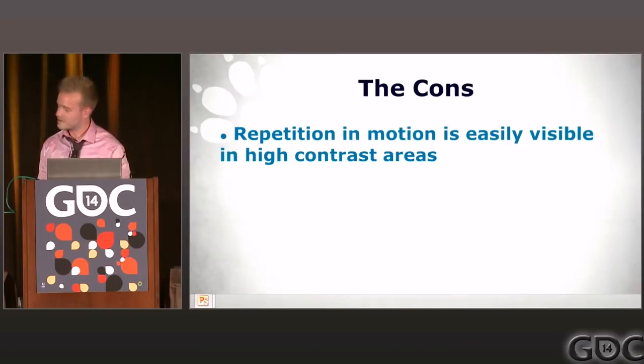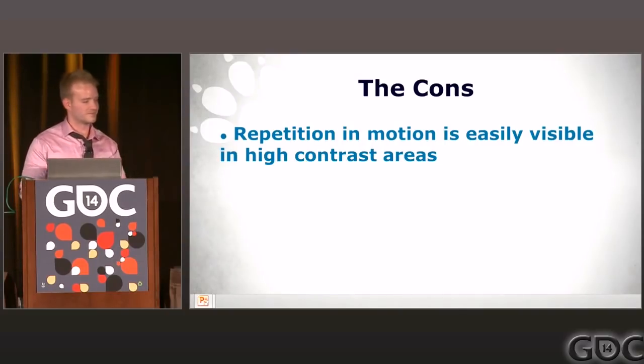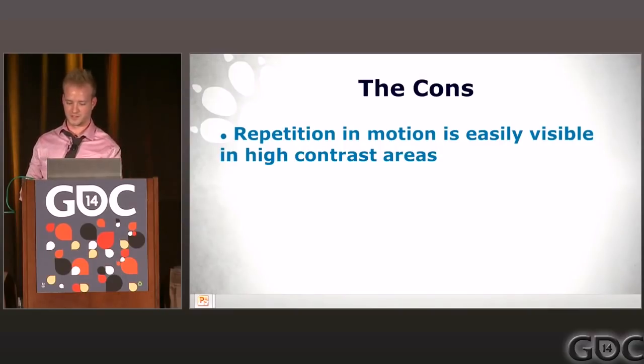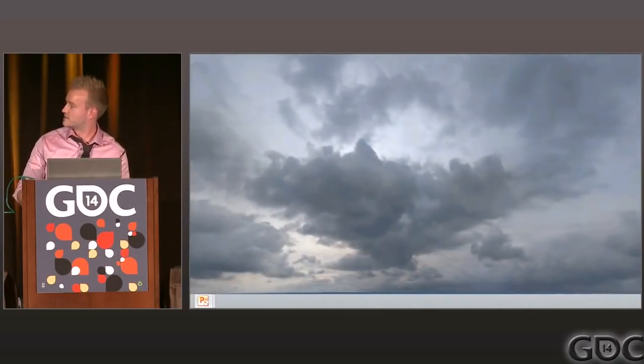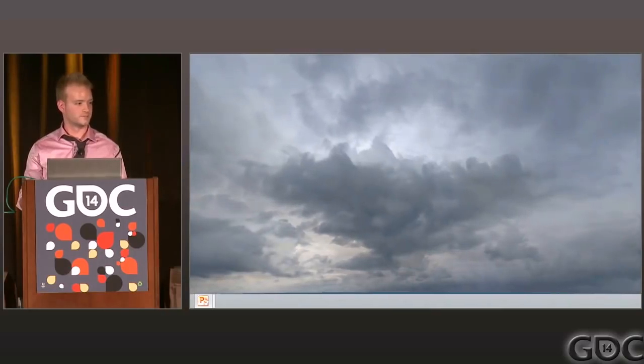Okay. Here's where it breaks down. Like all good things in life, there's always something negative about it. In this case, the fact that our sky is just repeating its motion means that it's vulnerable to showing that it's repeating its motion. Depending on the contrast of your texture, you can easily see the repetition. For example, notice that hard spike at the top of the cloud? If you look at that, you're going to pretty easily see that, oh, look, it's repeating.